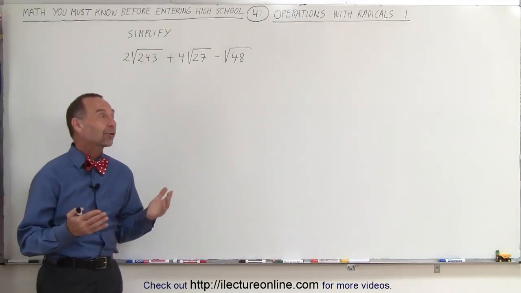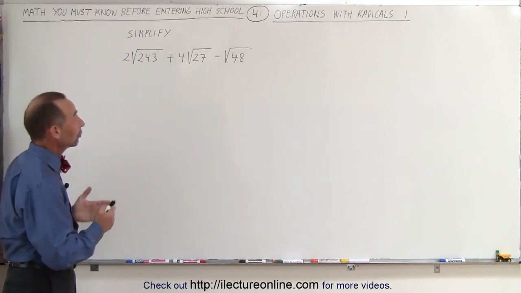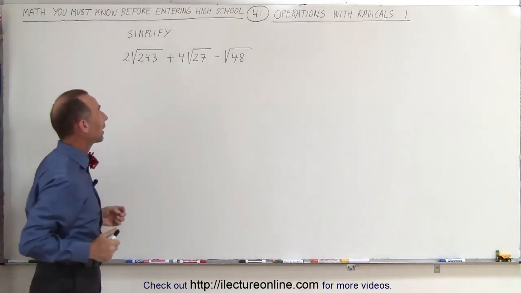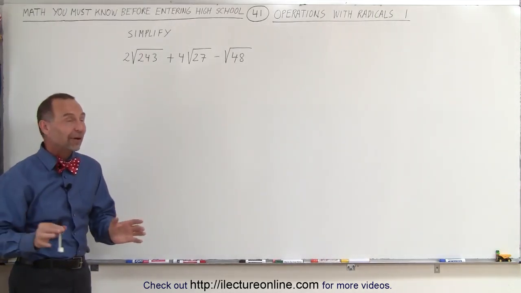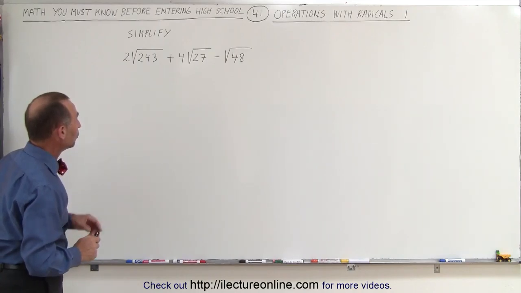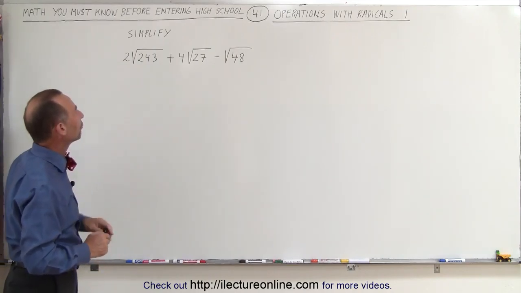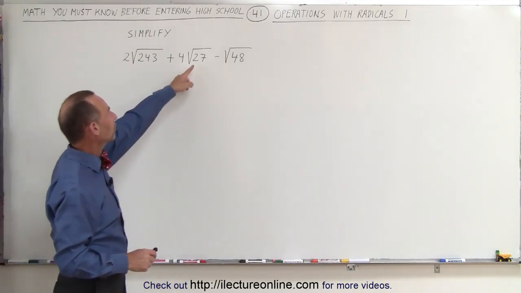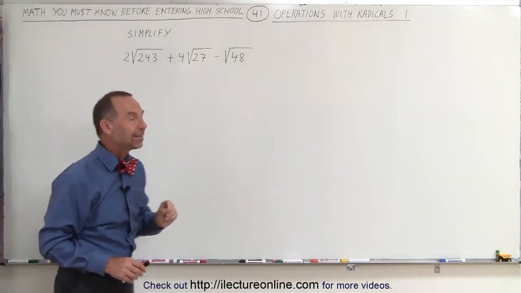Here we're going to learn how to combine or add radicals. In this case, we're adding and subtracting radicals. We also want to simplify them as much as possible. Notice we have the square root of 243, the square root of 27, and the square root of 48.